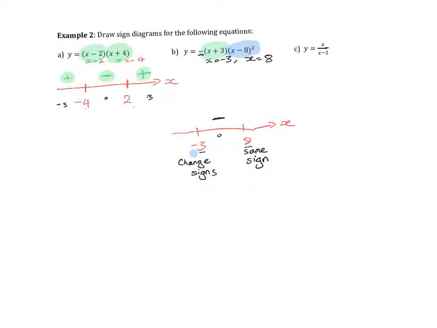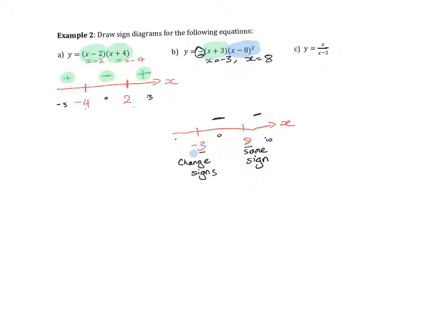So you can do that all in your calculator if you like. Now I'm going to pick another number over here, like 10, on the other side of 8, I should say. 10 plus 3 is 13. 10 minus 8 is 2. 2 squared is 4. So 4 times 13 is 52. And then I have to negate it again because of this negative out the front, so don't forget that.